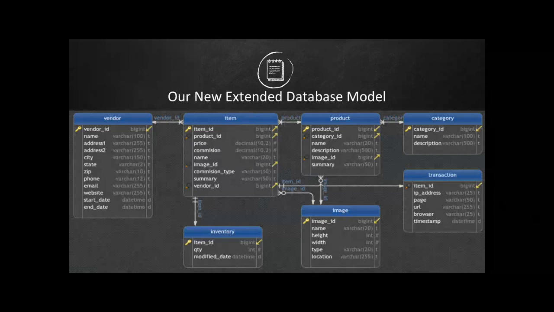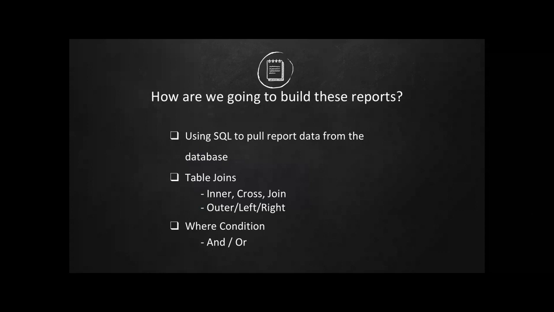We're going to be able to search transactions by product ID and search transactions by item ID, which are the two use case examples I'm going to use today. All right, with that, we'll move on. So how are we going to build these reports?